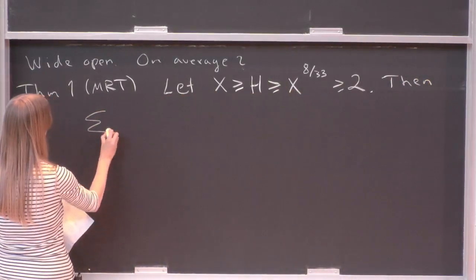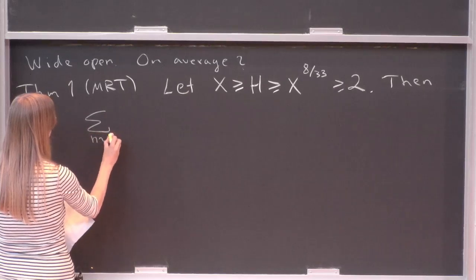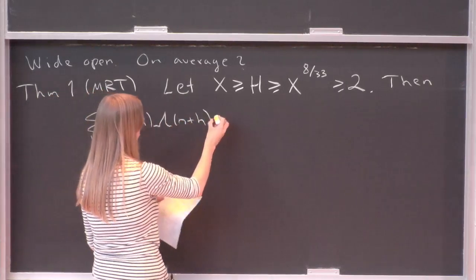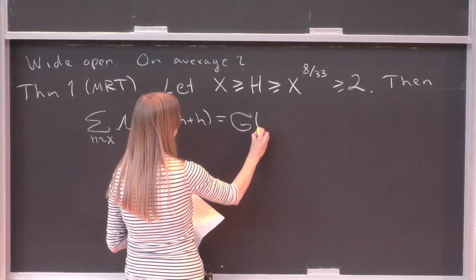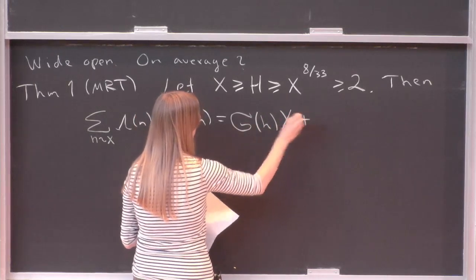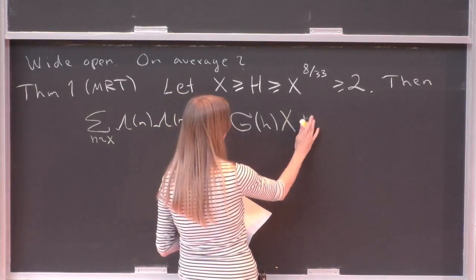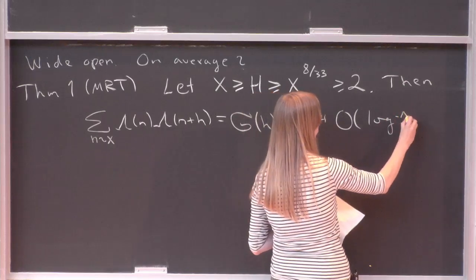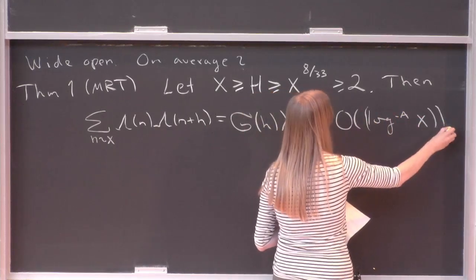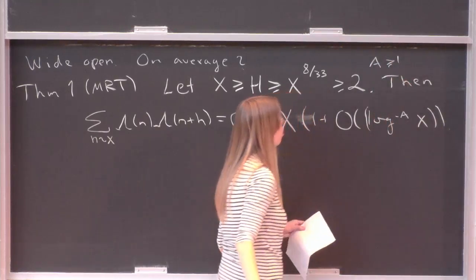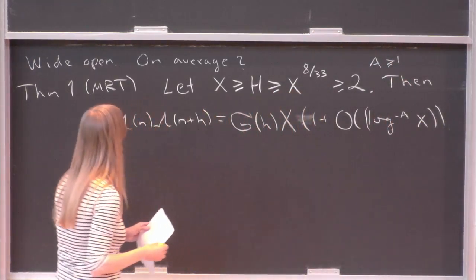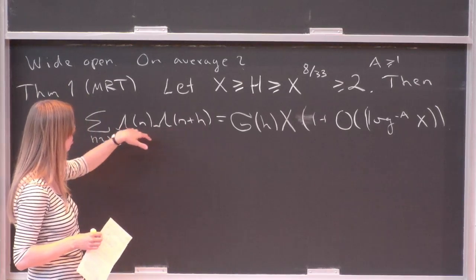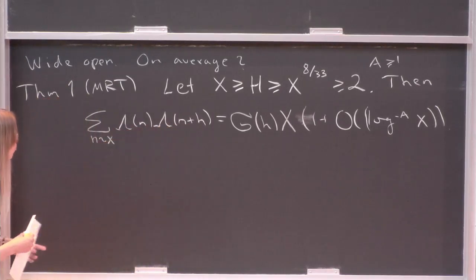So then we have that the sum of Lambda(n) Lambda(n+h) equals this expected main term plus an error term, which is not quite as good as the conjecture, but we win any power of log. Then we have this expected asymptotic relation for the correlation of the von Mangoldt function for almost all h.